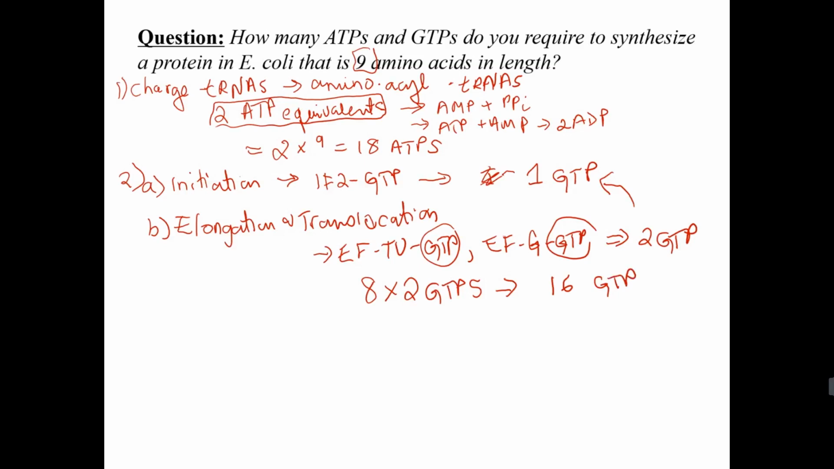So on termination, we need RF3, which is bound to GTP. So here we need 1 GTP. And then finally, we're going to disassemble the ribosome.